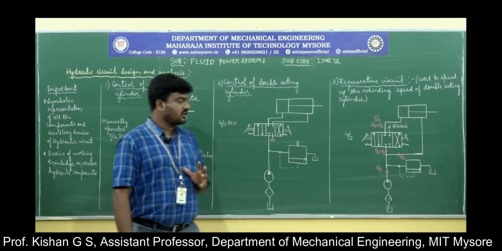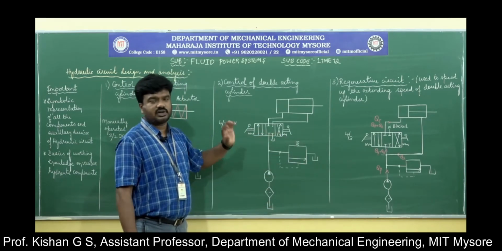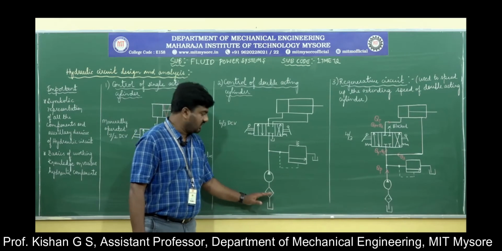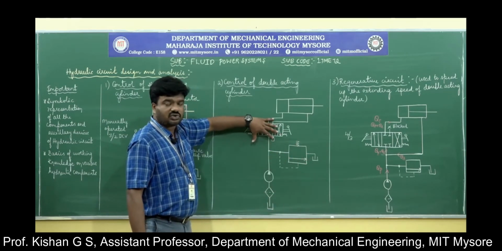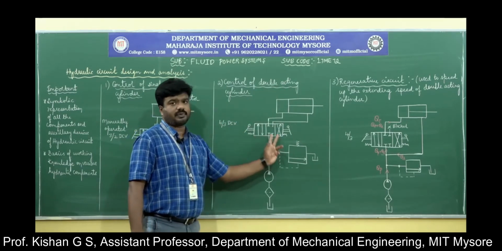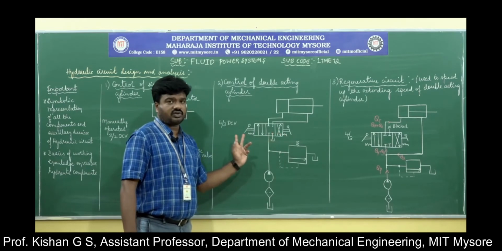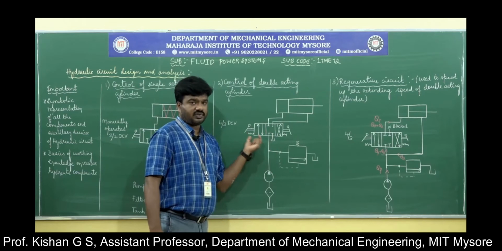Okay, so here observe again the same circuit principle. We have a tank, a filter, a pump, a pressure relief valve, a direction control valve, and the actuator. Here it operates in 3 positions now. Since we are supposed to understand the 3 positions of its working, what is the first condition?